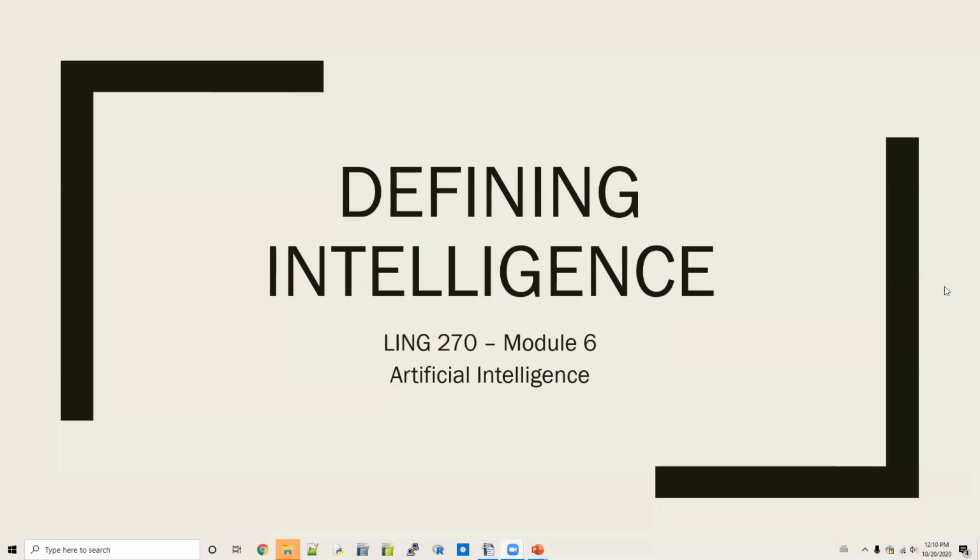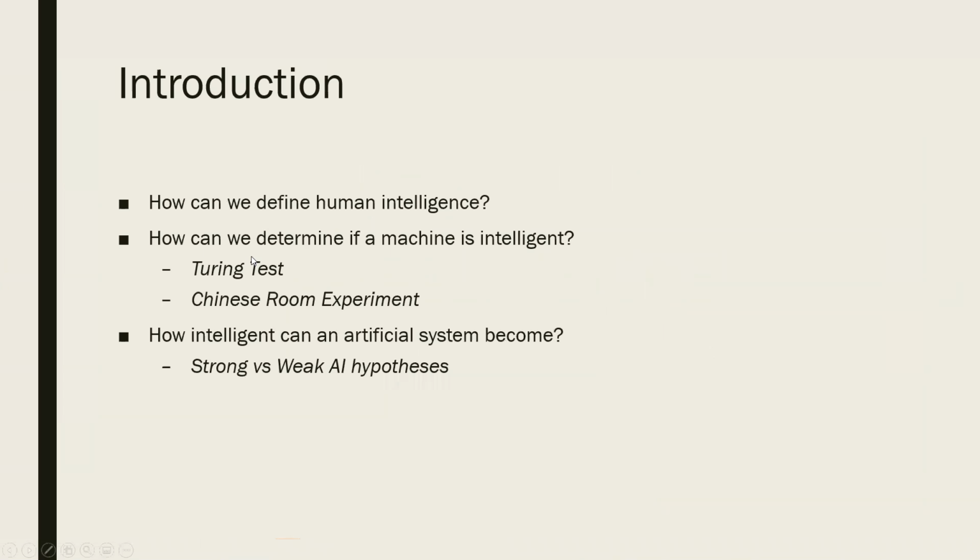This is LING 270, Language, Technology, and Society, Module 6, Artificial Intelligence. In this lesson, we'll be talking about definitions of intelligence. So to begin this module, it's really important that we define our terms first.